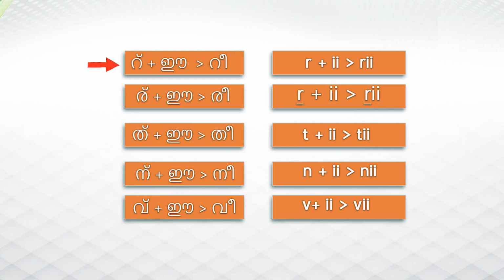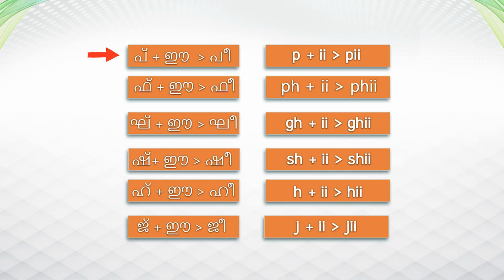R plus E, Ri. T plus E, Ti. N plus E, Ni. V plus E, Vi. P plus E, Pi. Ph plus E, Phi. Kh plus E, Khi. Sh plus E, Shi. H plus E, Hi. J plus E, Ji. Practice this way with all the letters.